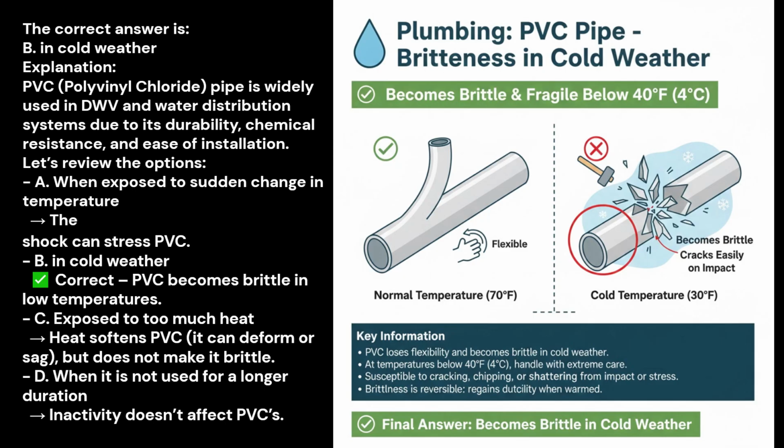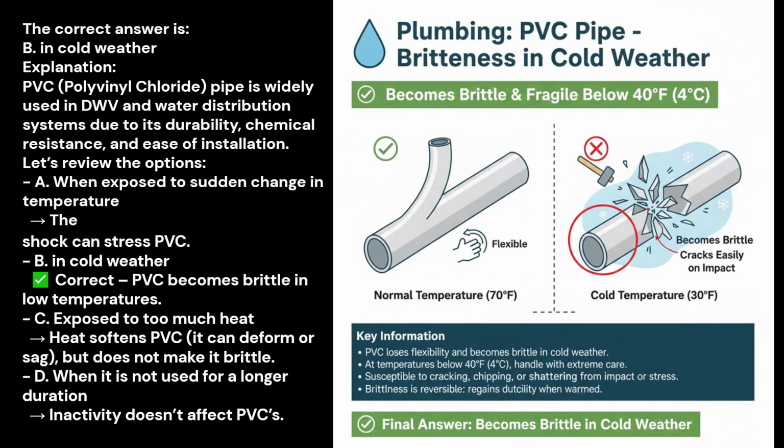The correct answer is B. In cold weather. Explanation: PVC, polyvinyl chloride, pipe is widely used in DWV and water distribution systems due to its durability, chemical resistance, and ease of installation. However, one of its known limitations is its behavior under low temperature conditions.